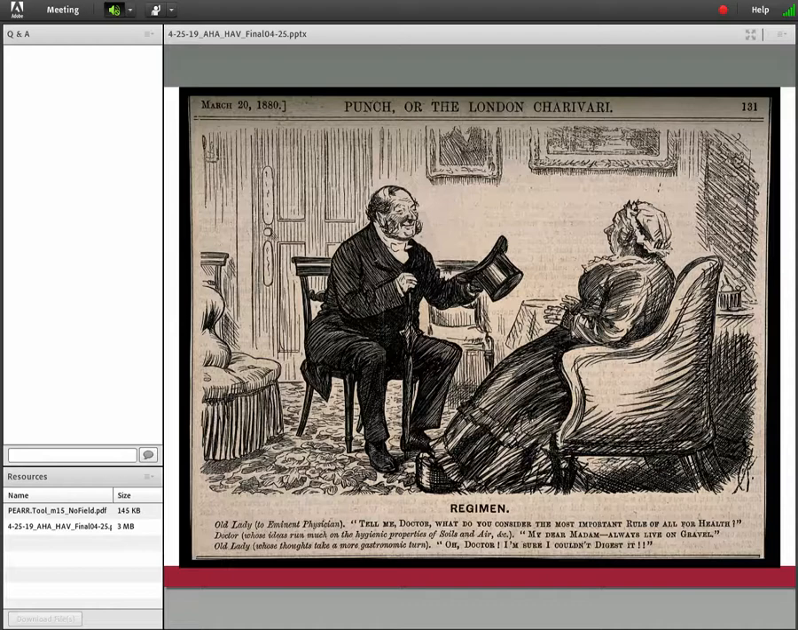and it's clear from this conversation that there's been a misunderstanding. So the old lady asks the physician, "Tell me, doctor, what do you consider the most important rules for all health?" And the doctor says, "My dear madam, always live on gravel." And the old lady replies, "Oh, doctor, I'm sure I couldn't digest it." There's been a misunderstanding, obviously. There wasn't enough communication, making sure we're all using the same language, and that we're hearing each other.